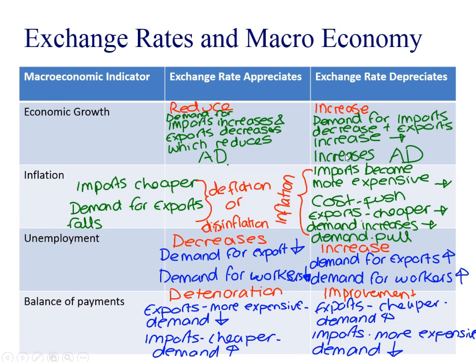So how does it affect economic growth? Well, broadly speaking, although there are lots of dependent factors, an appreciation of the exchange rate would reduce economic growth. That's because demand for imports would increase and exports would decrease, because imports would appear cheaper and exports would appear more expensive, and that should reduce aggregate demand, which reduces real GDP. Exchange rate depreciation, though, should increase aggregate demand because demand for imports would decrease and exports would increase because of the changes in their prices.